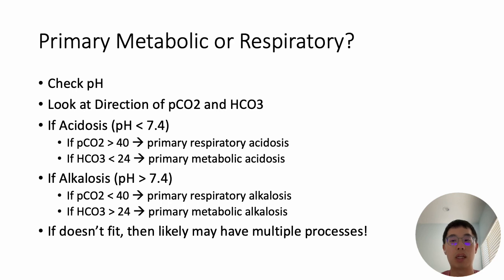If they are both moving in the acidotic direction, then you will likely have a double acid-base disturbance of both a primary metabolic and primary respiratory acidosis. Conversely, if you have a pH of greater than 7.4, we then look again at the PCO2 and the bicarbonate levels. If the PCO2 is less than 40, this is indicative of a primary respiratory alkalosis, whereas a bicarbonate level of greater than 24 would be indicative of a primary metabolic alkalosis. If these numbers don't quite fit, you likely have multiple processes, and you just have to analyze one process at a time to establish what the other processes are.